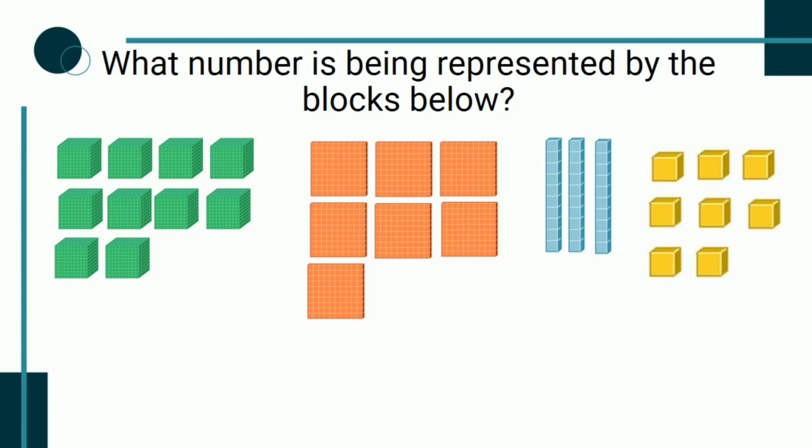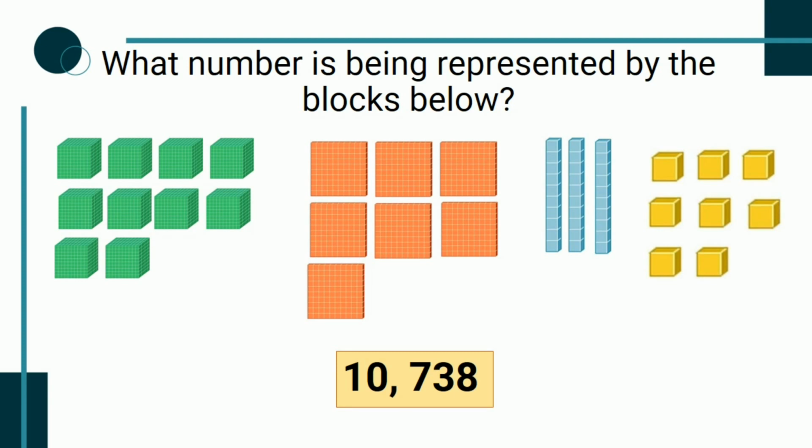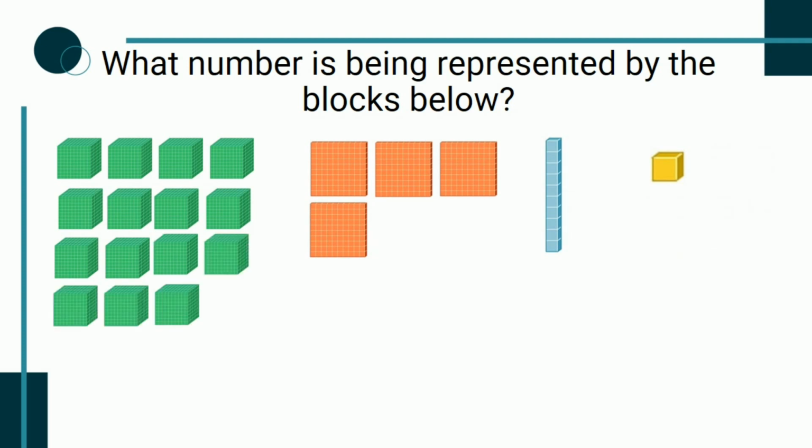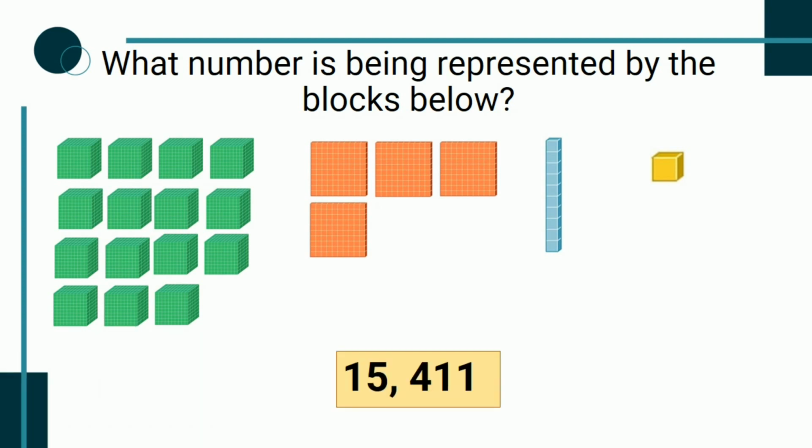What number is being represented by the blocks below? Timer starts now. The answer is 10,738. What number is being represented by the blocks below? Timer starts now. The answer is 15,411.